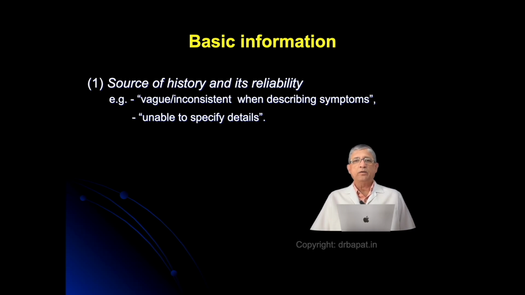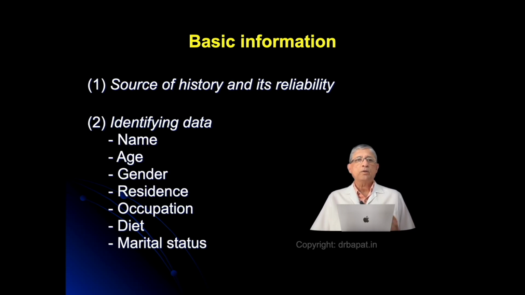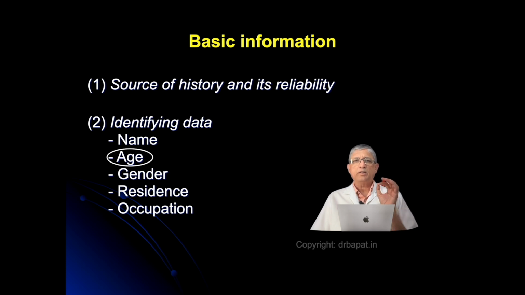Then go to identifying data, which consists of the name, age, gender, residence, occupation, diet, and marital status. The name gives personal identity. What is the significance of age? Certain disorders occur at specific age groups. Sometimes the age alone can play a decisive role in arriving at the diagnosis. For example, Wilms tumor of the kidney, acute osteomyelitis, etc. are the typical diseases occurring during infancy.